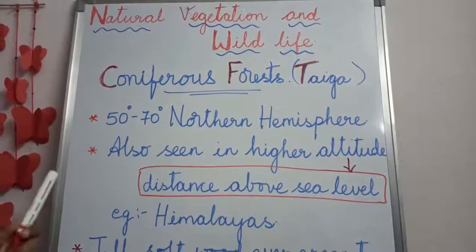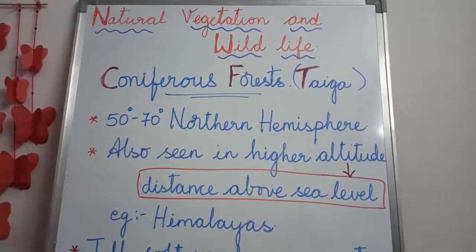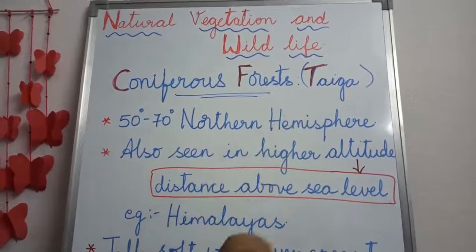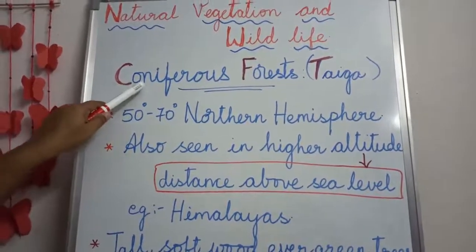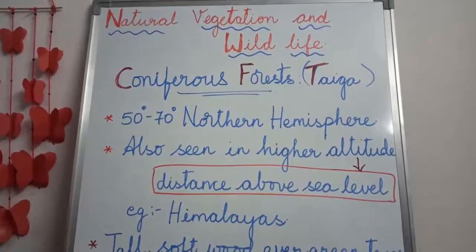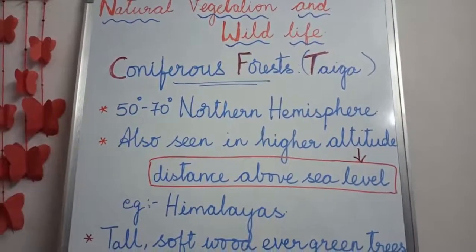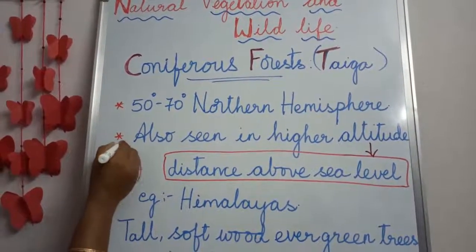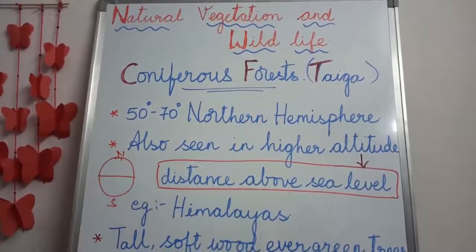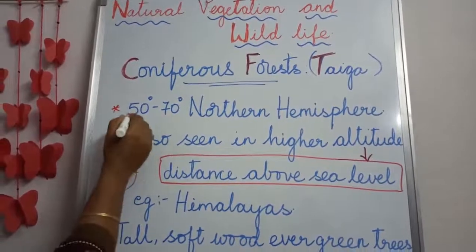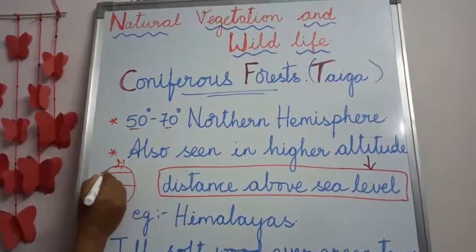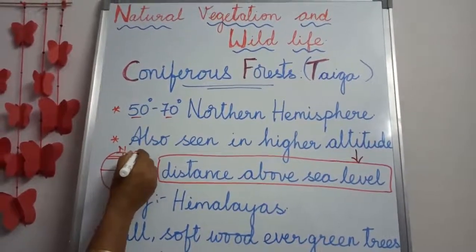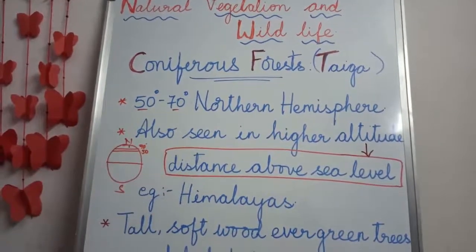Now let us discuss the last vegetation, children, that is the coniferous forest. These coniferous forests are also called taiga. This kind of coniferous forest is commonly seen in the higher latitudes. Higher latitudes in the sense, if you see here, Earth, this is the equator, right? If you go higher and higher towards the North Pole and South Pole, these are the higher latitudes. At 50 to 70 degrees latitudes, you can find this kind of coniferous forest.